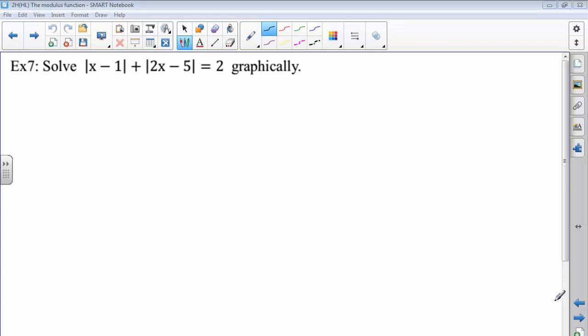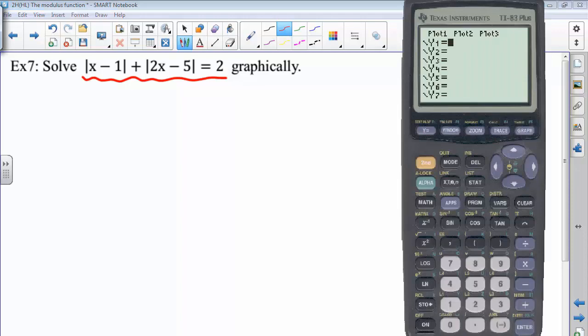Okay, we still have two examples left in this lesson. Example 7. Solve this absolute value equation graphically. This equation is the same as question C in example 6. But for the algebraic method, it's not required in the DP course. But we still need to know how to solve this absolute value equation by technology. So let's look at how we can use the graphing calculator to figure out the solution to this equation.